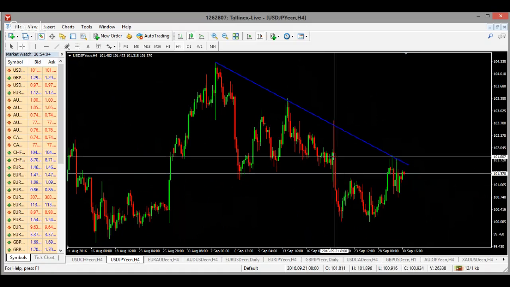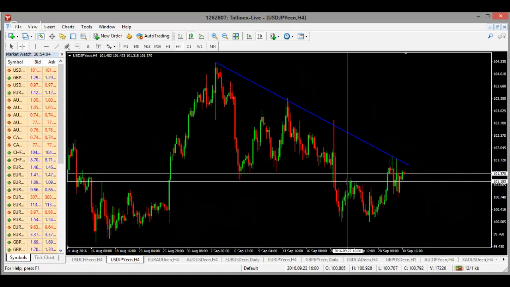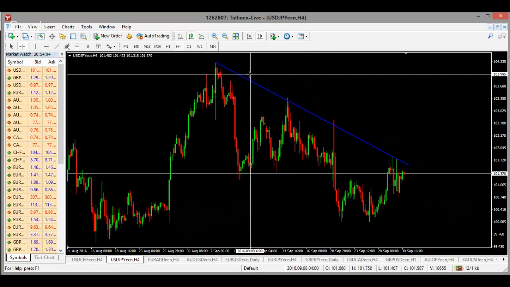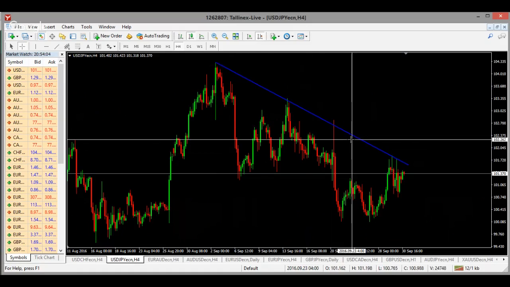Let me get my crosshair here. And you can place your sell for the next candle to form, and then boom, you could ride it down. So you want to use trend lines as a guide.